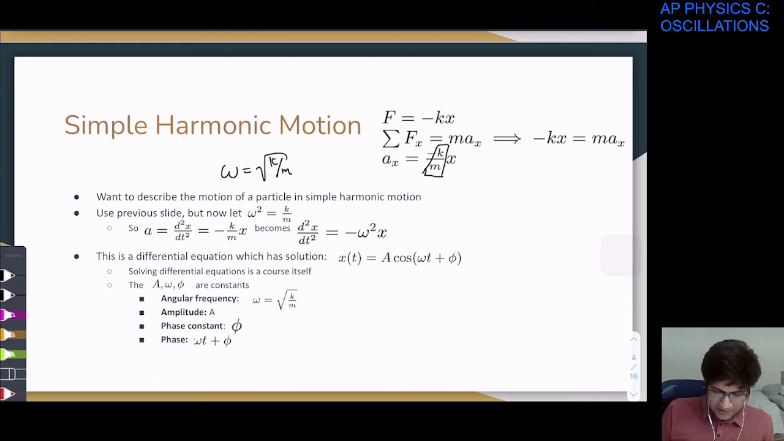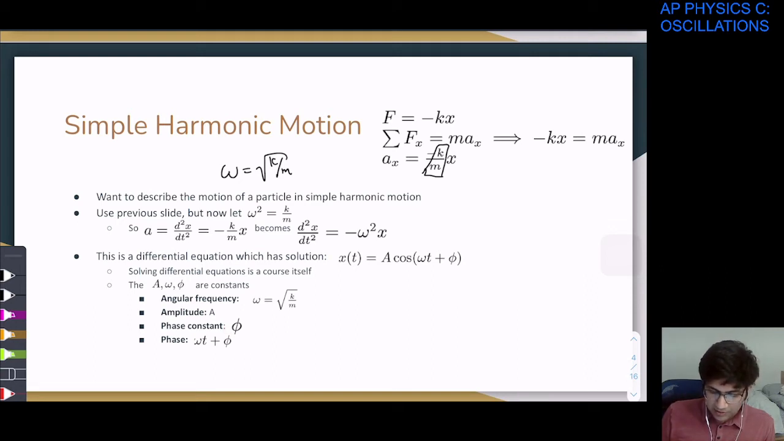All right, let's go over what these mean. So omega we said is the square root of k over m. The amplitude is what we're going to call A. So A is the amplitude. We'll look to see why it's called that in a little bit. Phi is the phase constant. We'll come back to that too.